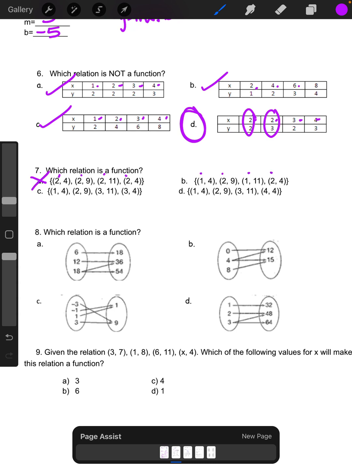B, 1, 2, 1, 2. All right, those are repeating x's, not a function. C, 1, 2, 3, 3. Again, not a function. And D, 1, 2, 3, 4. So that one is my function.